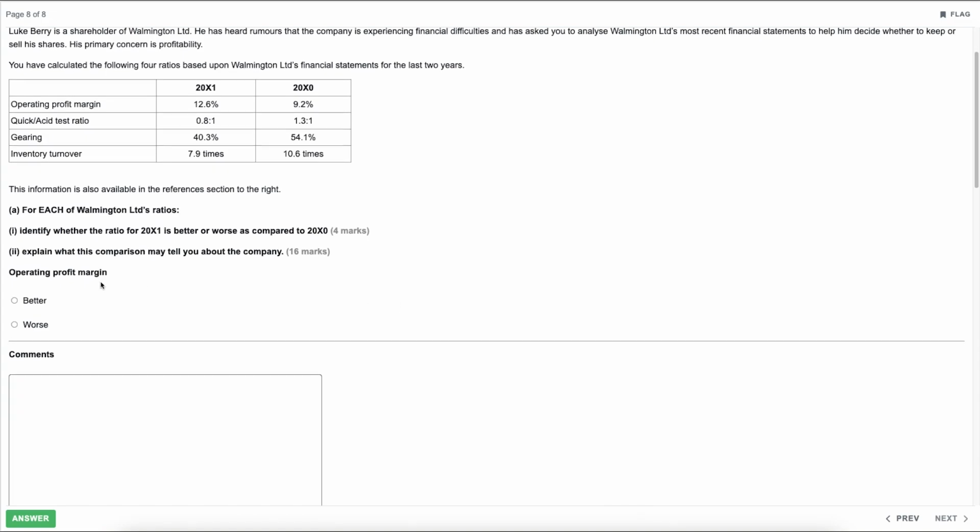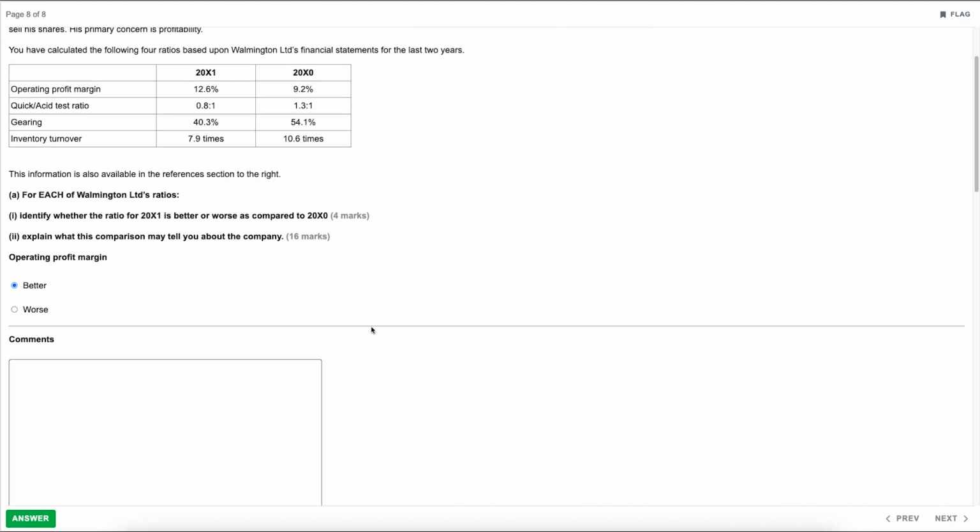So operating profit margin first, and we need to determine whether it is better or worse. So the higher the percentage for operating profit margin, the better. So in this scenario, it's gone from 9.2% up to 12.6%. So therefore it is better because it has increased. The business is generating more operating profit as a percentage of its revenue.